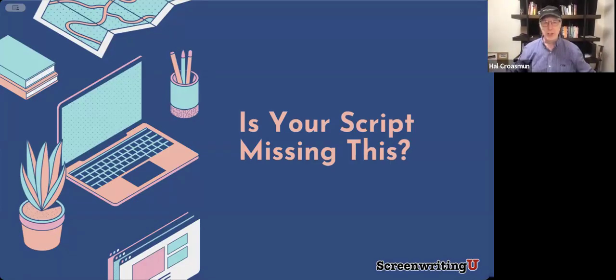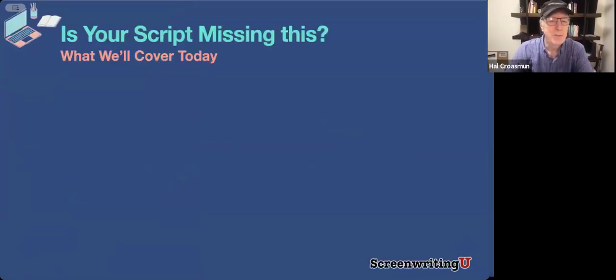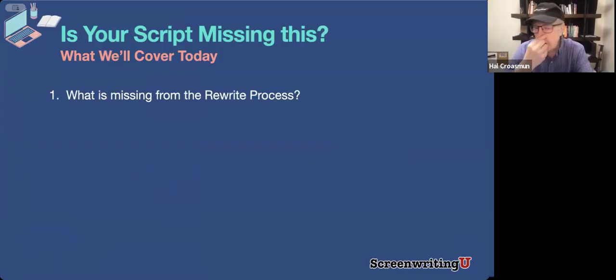And today we're asking this question: is your script missing this? Now, we'll fill in those blanks for you in a moment so you know what we're talking about. But basically, what we're going to cover is we're looking at the rewrite process and asking what's missing. You've probably heard writing is rewriting. And it's like, yeah, even after you've done your outline, you're already in rewriting. But especially once you've completed a first draft, then everything else after that is rewriting. So anything that's missing might be the thing that changes your life having to do with this.